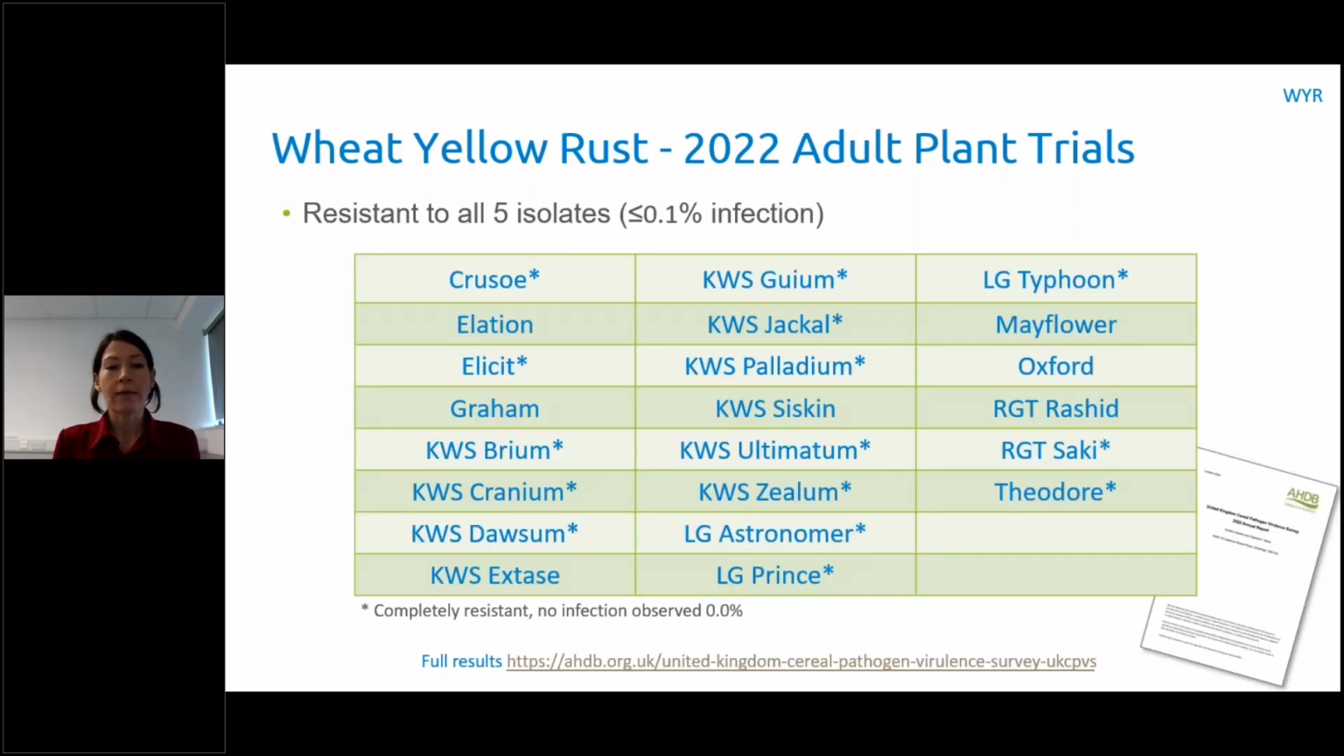So we did actually have quite a few varieties that were resistant to all 5 isolates, and I've picked out the ones that had 0.1% or less infection over those 4 assessments. And there's 22 varieties here from the RL. I haven't picked out the controls, I've just picked out the RL varieties for you. And the ones with an asterisk are the ones that were completely resistant, and we didn't see any infection at all on those. But they're all classed as resistant due to the low levels.